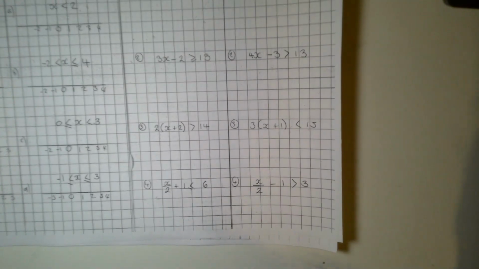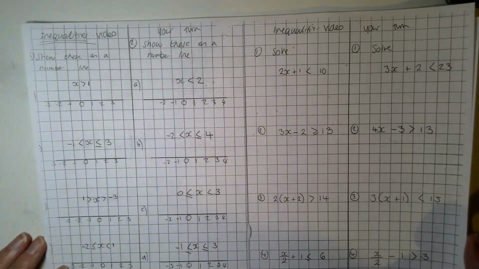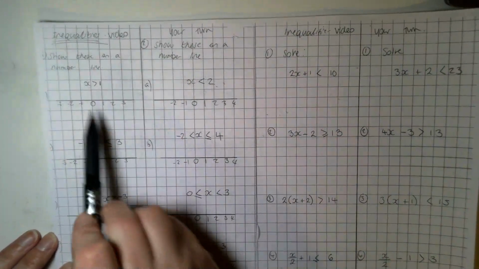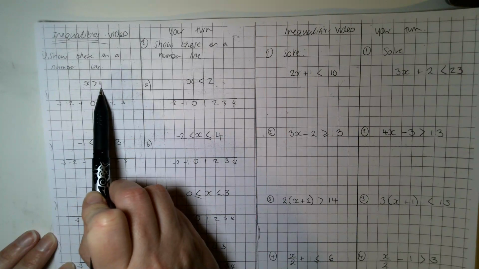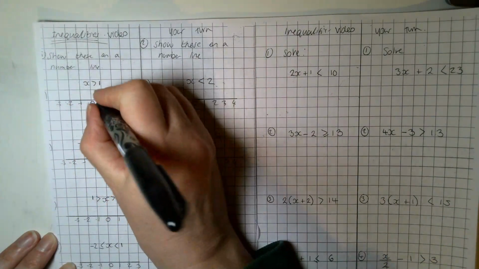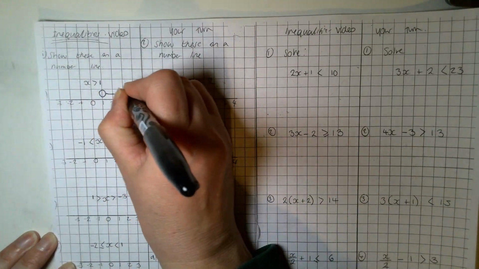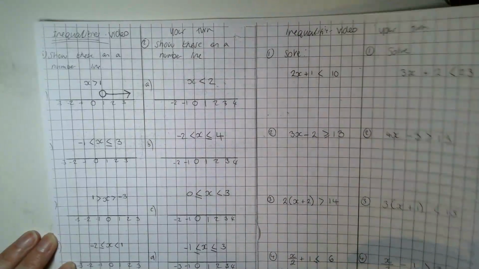Okay, let's look at some inequalities now. So writing inequalities on a number line. This says x is greater than 1. We draw a circle at 1. And we draw an arrow in the direction of all the numbers greater than 1.